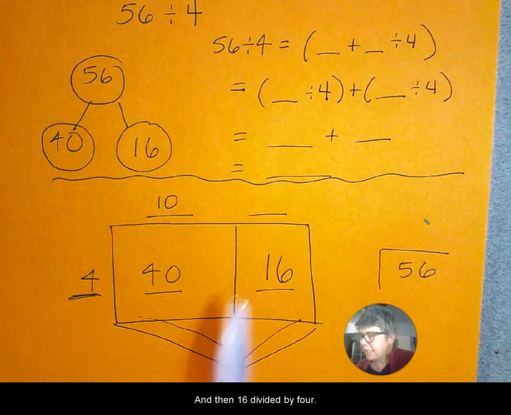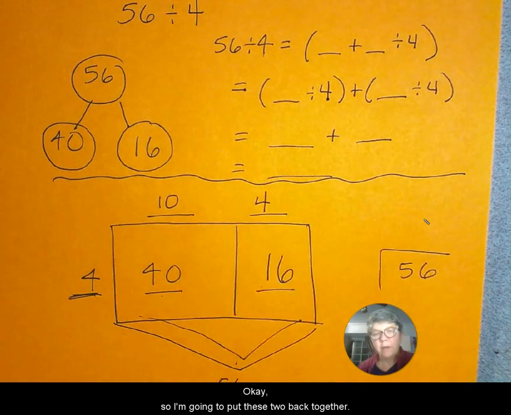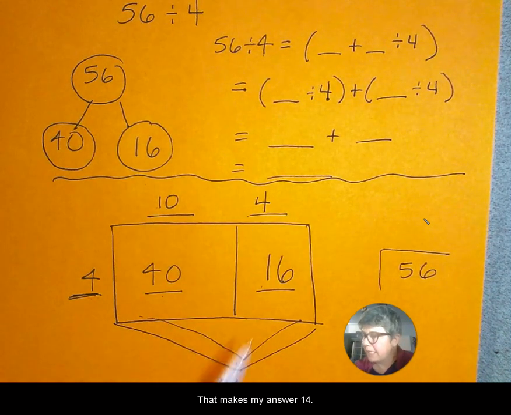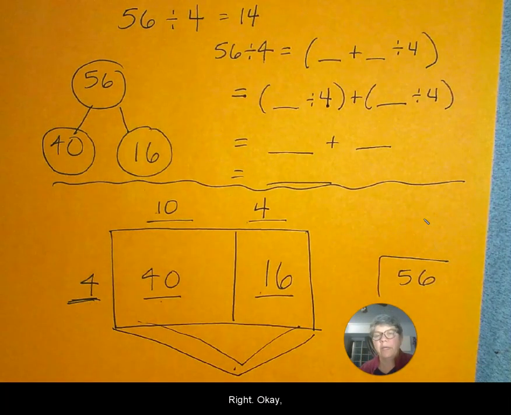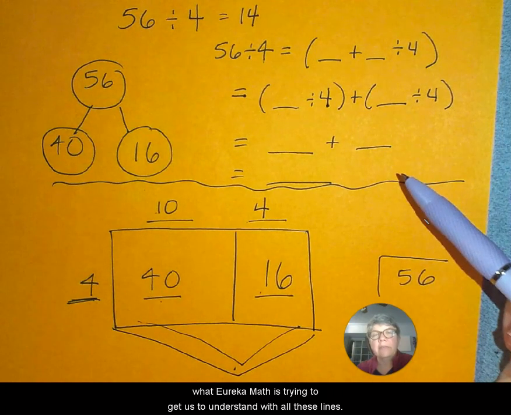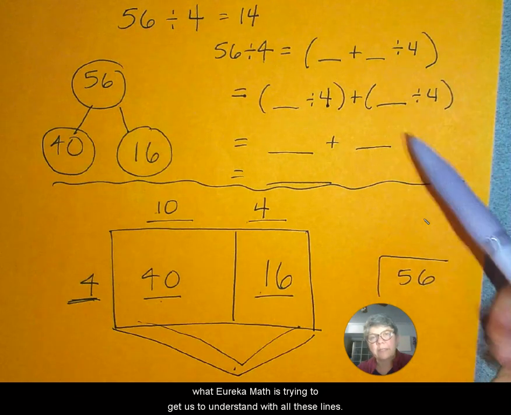And then 16 divided by 4, 4 times 4 is 16. Okay, so I'm going to put these two back together. That makes my answer 14, right? Okay, good. Let's look at our lines here and see if we can understand what Eureka Math is trying to get us to understand with all these lines.